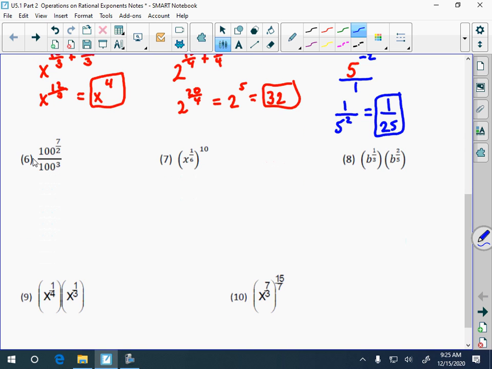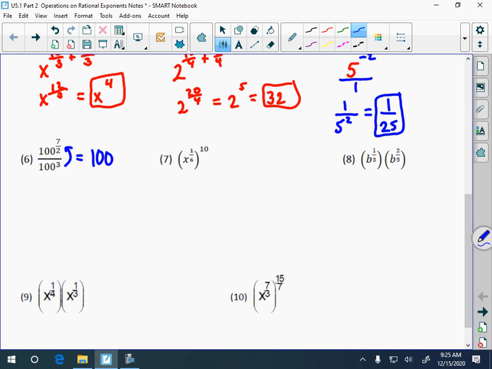All right, number 6, we have 100 as our base. They're the same, so that means that we can subtract exponents. And we want to bring the smaller one to the bigger to do the subtraction. I know 7 over 2 is 3.5. And on the bottom I have 3. So the bigger exponent's on top. So I'm going to subtract and put them on top.